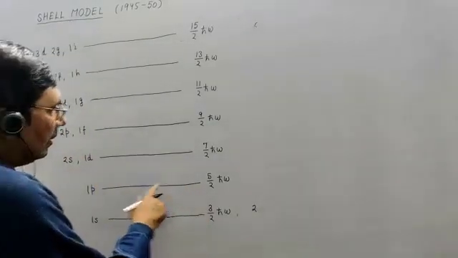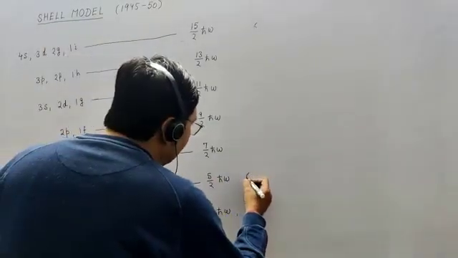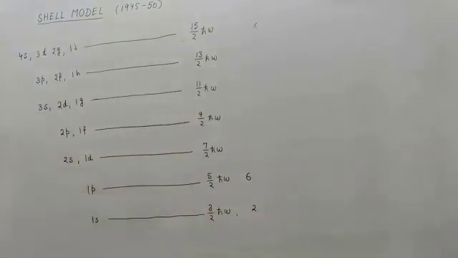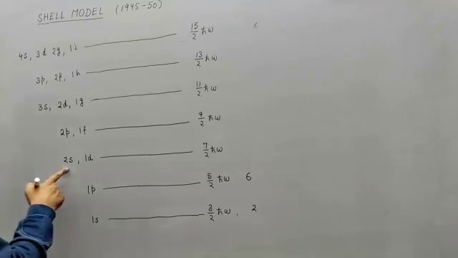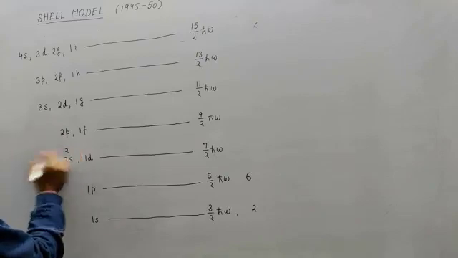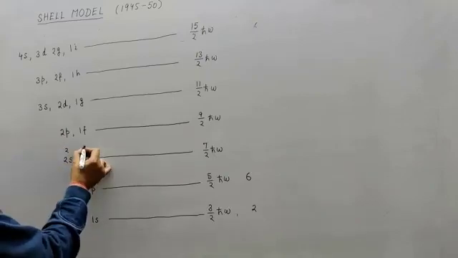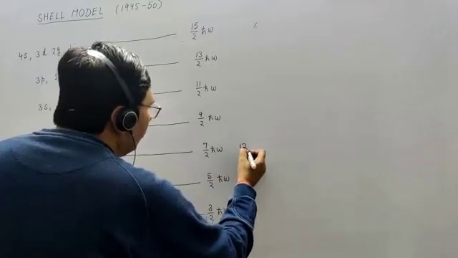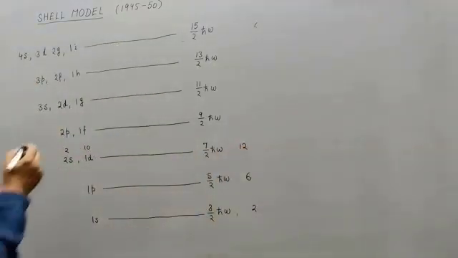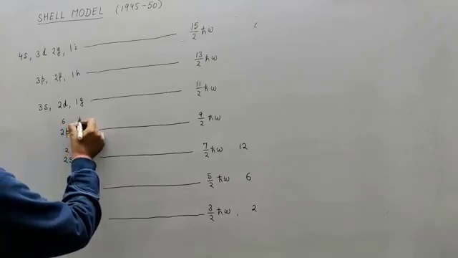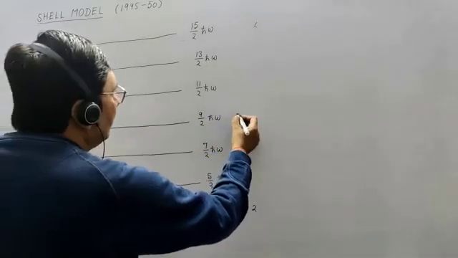This is the second level, 1p. In the p level we can have a maximum of 6 protons or neutrons. Here in 2s and 1d, how many can we have in 2s? Maximum we can have 2, and in 1d we can have a maximum of 10. So here the maximum number of protons or neutrons can be 12. Here in 2p the maximum can be 6, and in 1f it can be 14. So here it can be 20.